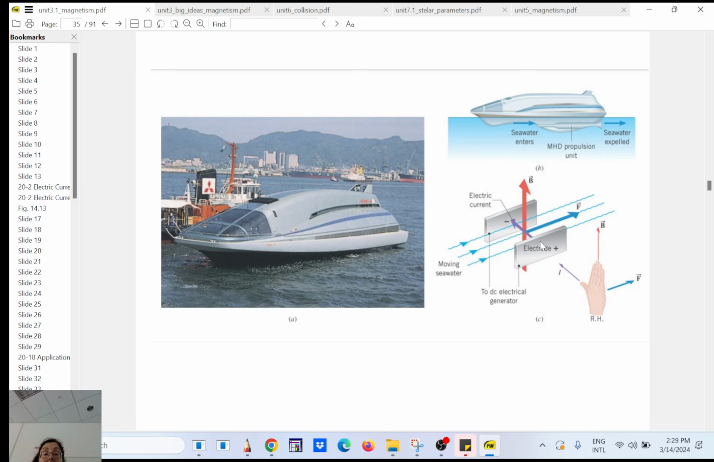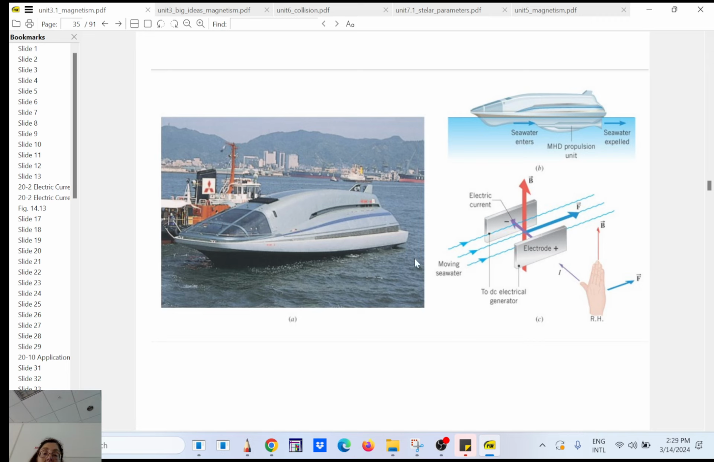But anyway, the idea is that underneath here, you're going to have two electrodes. One will be positive and the other one will be negative. So you need a battery inside your boat. Because the water is salty, you're going to have a current flowing here from plus to minus, because you have electrolyte inside the salty water.